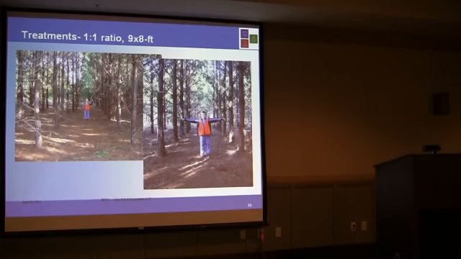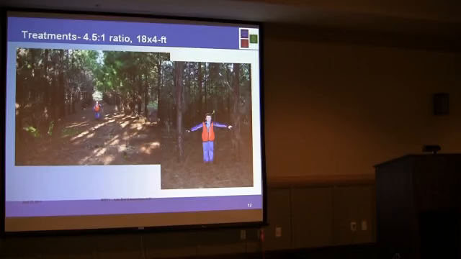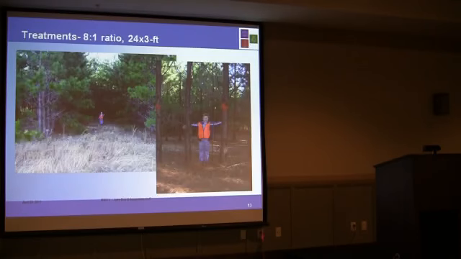That's a 1-to-1 ratio. In between rows is always on the left-hand side, and within rows on the right-hand side. Next, please. The 2-to-1 ratio: rows are getting wider, trees within the row are getting closer. Next, 4.5-to-1 ratio, rows are getting wider, and then the 24-to-3 spacing, or the 8-to-1 ratio. Okay. So you can see that there's a lot of open space in those wider row spacings.